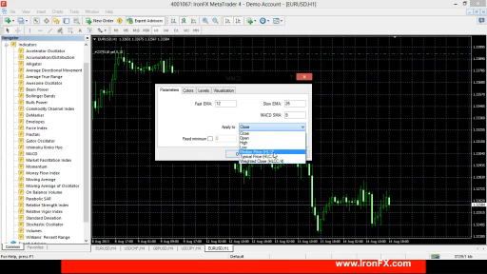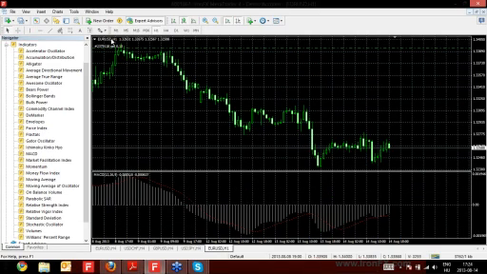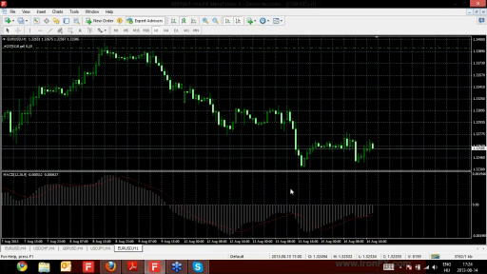even the median price, which is the high and low divided by 2. The typical price, high, low, and close divided by 3. Weighted close, high, low, close, close, so the last close is also weighted, divided by 4. But in most platforms, it's calculated on the close. So if I put it on the chart, it's going to look like this.